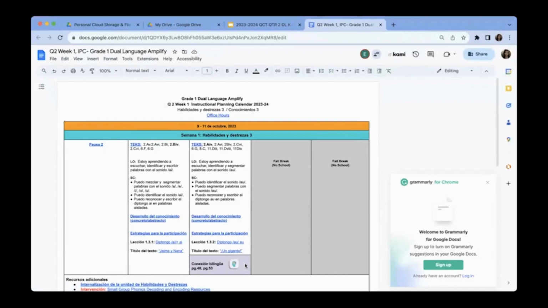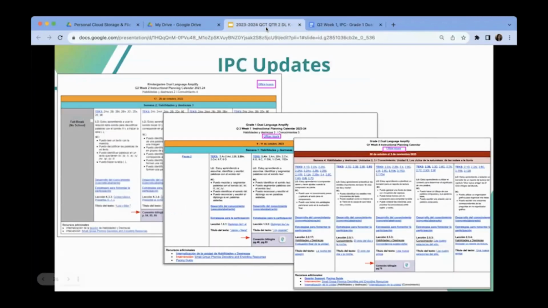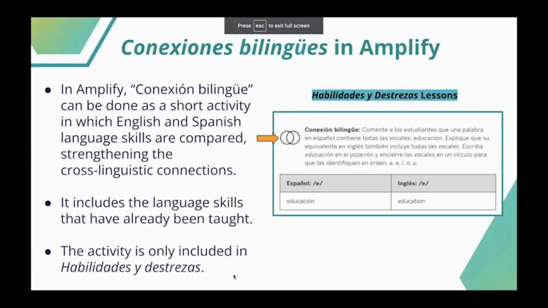And here's a look at the quarter 2, week 1 IPC. They look the same. One thing we made highly visible this time was the Conexión Bilingüe. These are found for kinder, first, and second from the habilidades y destrezas. We try to make that more visible so that you can make those connections with your students easily, and they incorporate really easily into your lesson. So you don't have to do anything differently. And then the conexiones bilingües and Amplify, they're going to look like this.